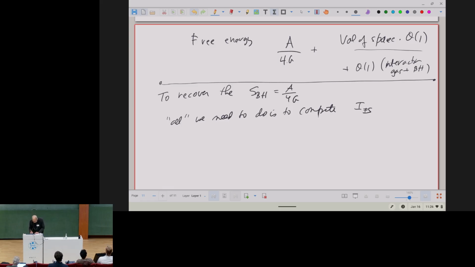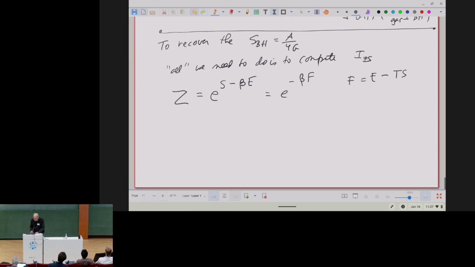In thermodynamics, the partition function is usually interpreted as e to the S minus beta E. In other words, for any quantum system, e to the S is the number of states, and each state contributes with the factor e to the minus beta E. So the partition function of a thermal system is interpreted as e to the S minus beta E, which is often also called e to the minus beta F, where F is the free energy. So therefore, S minus beta E is log Z.